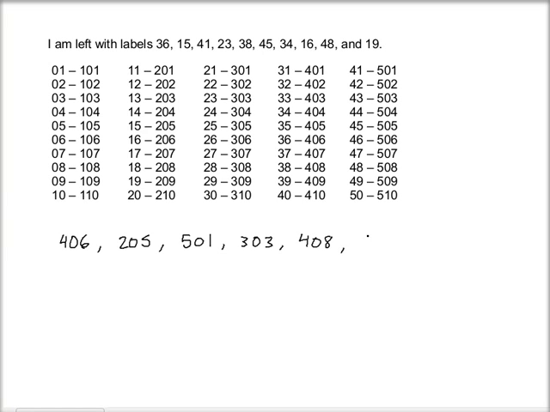45 corresponds to apartment 505. 34 corresponds to apartment 404. 16 corresponds to apartment 206. 48 corresponds to apartment 508. And 19 corresponds to apartment 209. So those are the 10 apartments that the landlord is going to ask about their electricity bill.